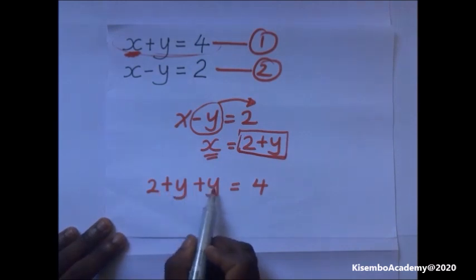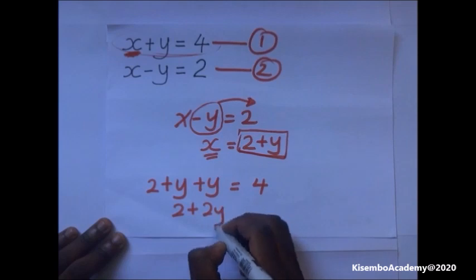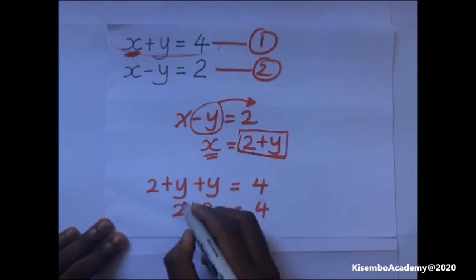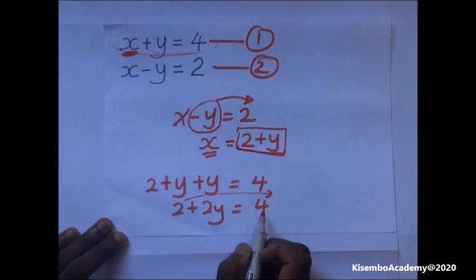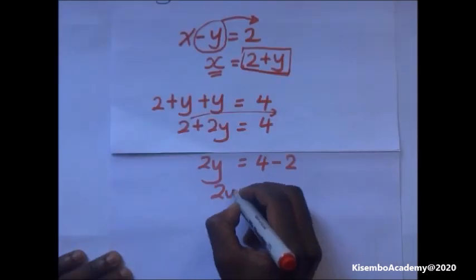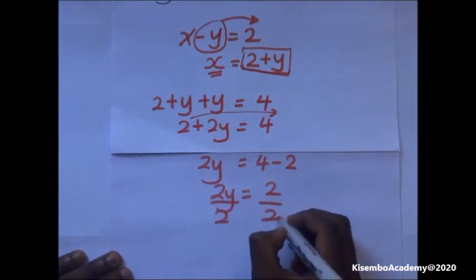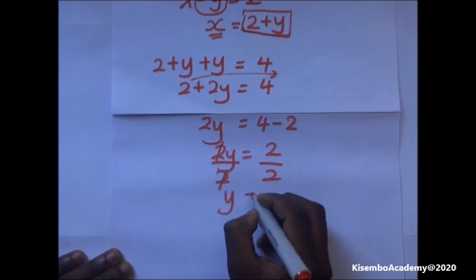So we go ahead and solve for the value of y. This becomes 2 plus y plus y, which is 2y, is equal to 4. So we shall end up with 2y, this 2 goes that side, and it becomes 2y is equal to 4 minus 2. So 2y becomes 2. When we divide both sides by 2, this goes with that. We remain with our value of y as 1.